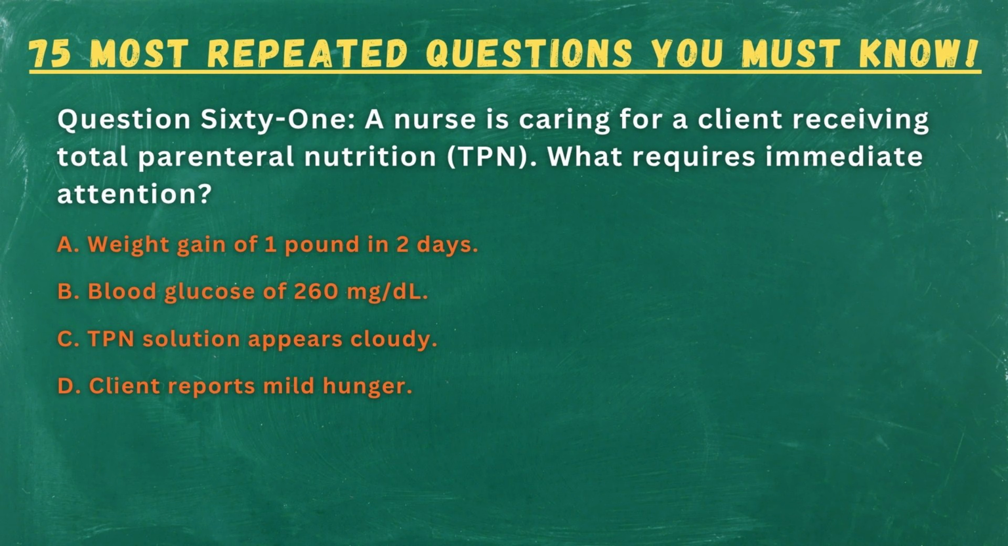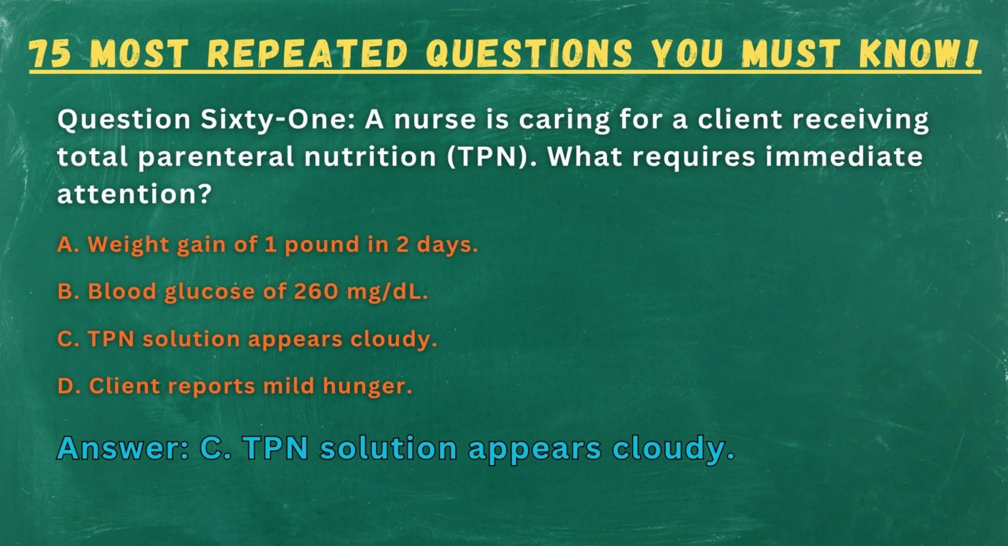Question 61. A nurse is caring for a client receiving total parenteral nutrition, TPN. What requires immediate attention? A. Weight gain of 1 pound in 2 days. B. Blood glucose of 260 milligrams per deciliter. C. TPN solution appears cloudy. D. Client reports mild hunger. Answer: C. TPN solution appears cloudy.